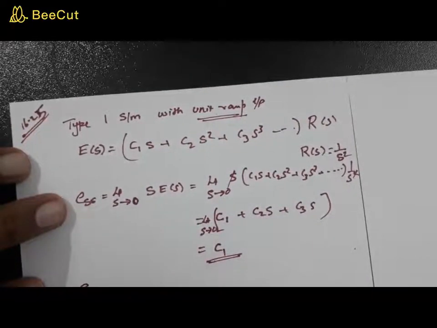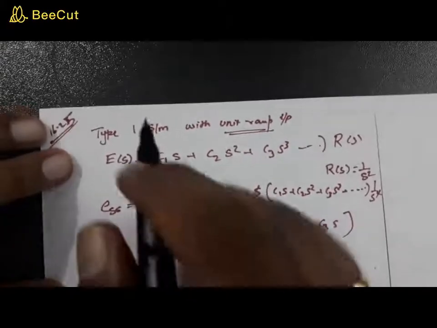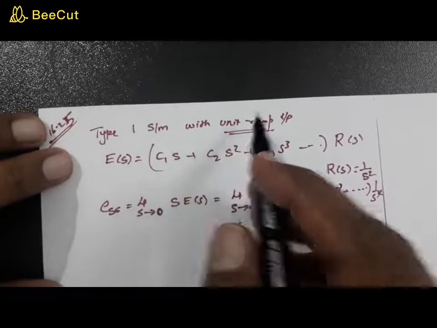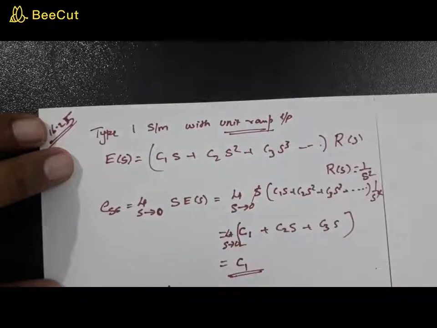Now we know that the steady state error for a type 1 system with a ramp input is given as ESS is 1 by Kv, right?